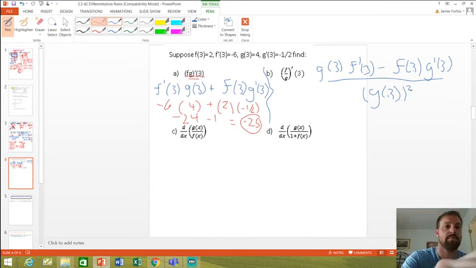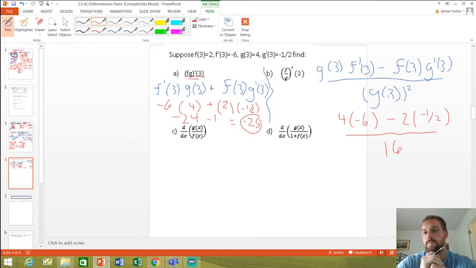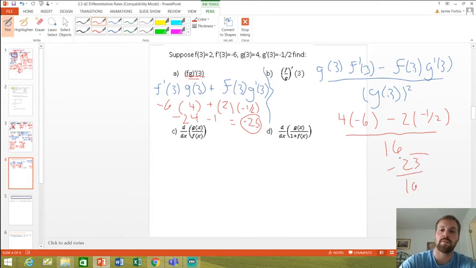Okay, let's plug everything in. So g of 3 is 4. F prime of 3 is negative 6. Minus f of 3 is 2. G prime of 3 is negative 1 half. So we got that, all over g of 3 squared. So g of 3 is 4. 4 squared is 16. Okay. And just simplifying it, that's negative 24 now plus 1, so that's going to be negative 23 over 16.